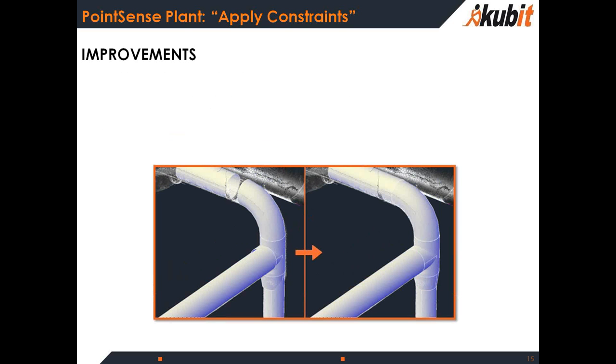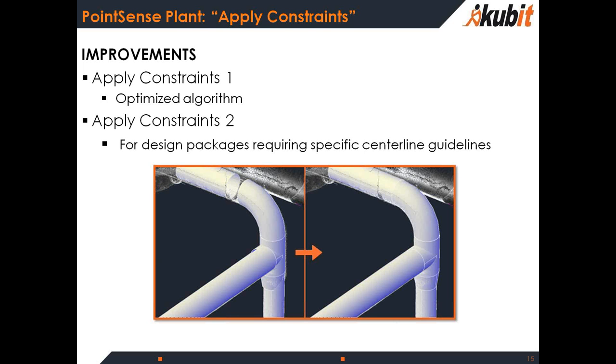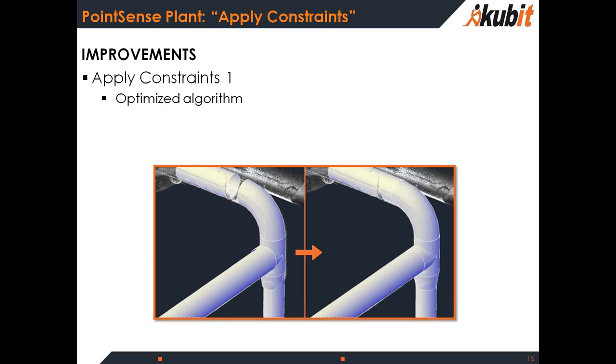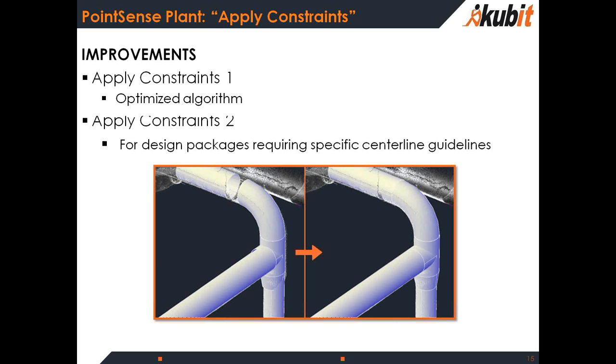So the improvements to apply constraints, as far as the original apply constraints, which is now called apply constraints 1, we've optimized the algorithm. We've made it faster. We've made it able to detect more patterns. We've made it able to accommodate for certain fitting-to-fitting situations that weren't possible before. And this kind of goes back to customer testing and having the chance to use real project data on it. So again, we'd like to say thank you for that.